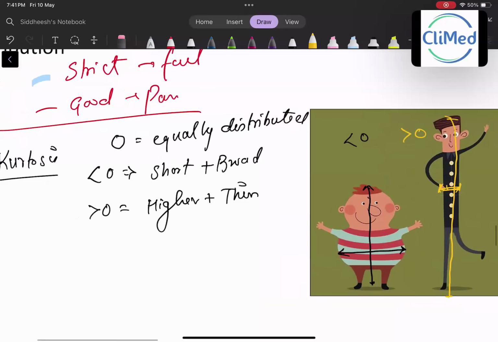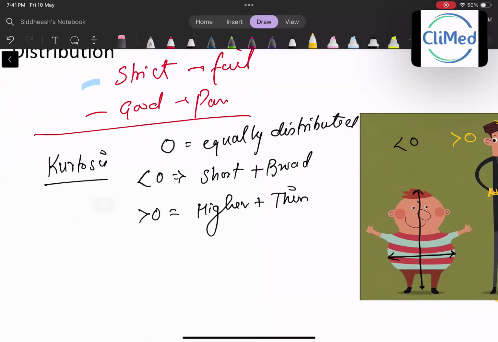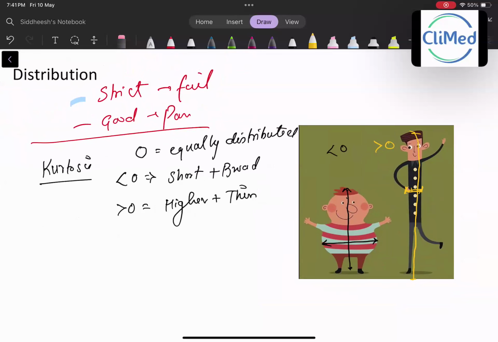Done, everyone? Do we have any doubts with respect to kurtosis? Anyone? No? So if a question comes, what does kurtosis actually indicate? It indicates how much data is spread, how much data is tall, higher, broad, or thin.